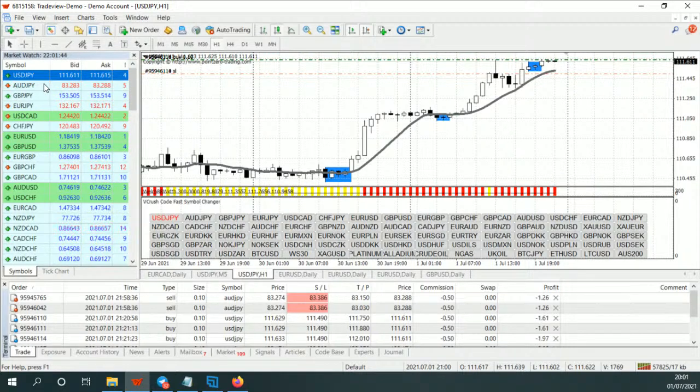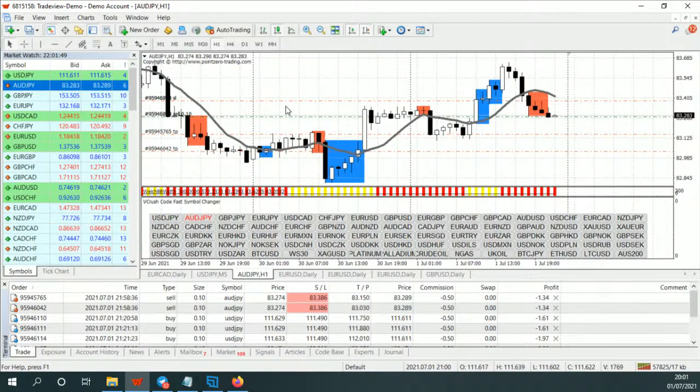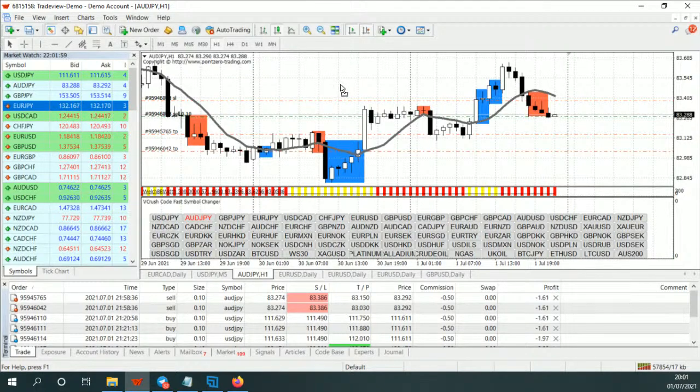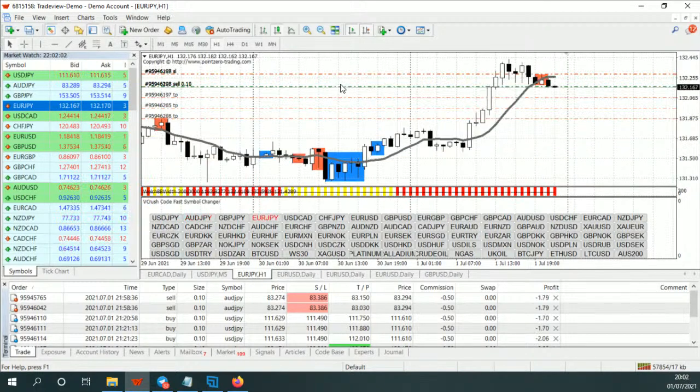Then we did Aussie JPY. Aussie JPY was an inside bar that was going down. As you can see, it was going down. That was the inside bar trade. And the last one is the Euro JPY. Euro JPY is an inside bar that was going down. So all the trades, we have protected them with stop loss, and we have given 3 profit targets: TP1, TP2, TP3. So now all you got to do is wait and watch.